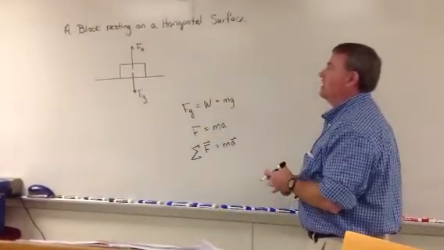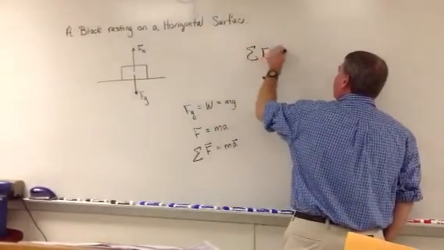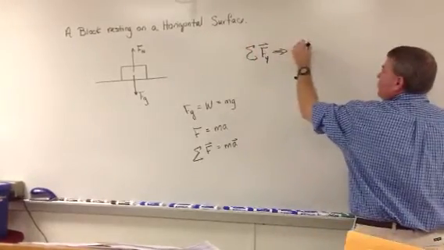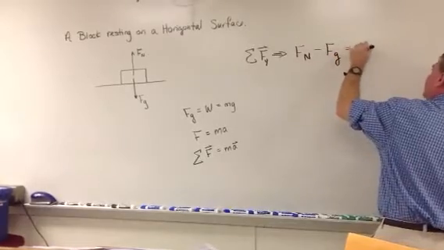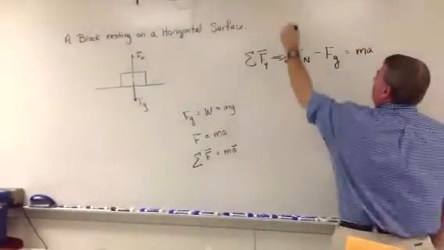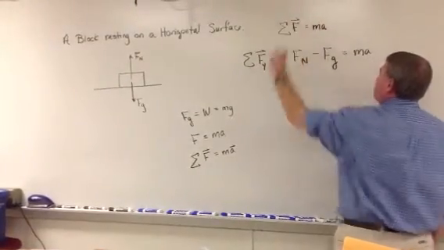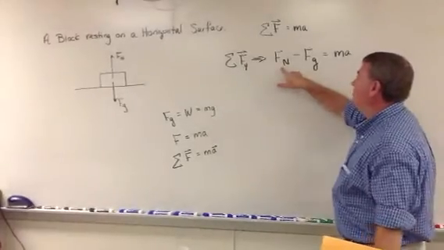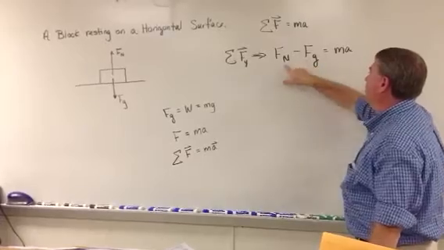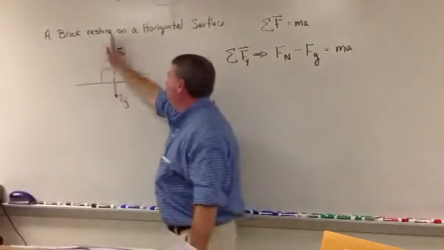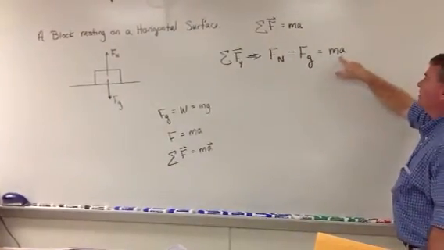Now, this object is not moving. It's motionless. So the sum of the forces in the y direction would equal Fn minus Fg, which equals mass times acceleration. Now, this represents the sum of the forces being equal to mass times acceleration. The normal force is upward, and we normally take it first minus the downward force because they're different directions. One is up, one is down. So the negative sign represents the different directions, and that's equal to mass times acceleration.